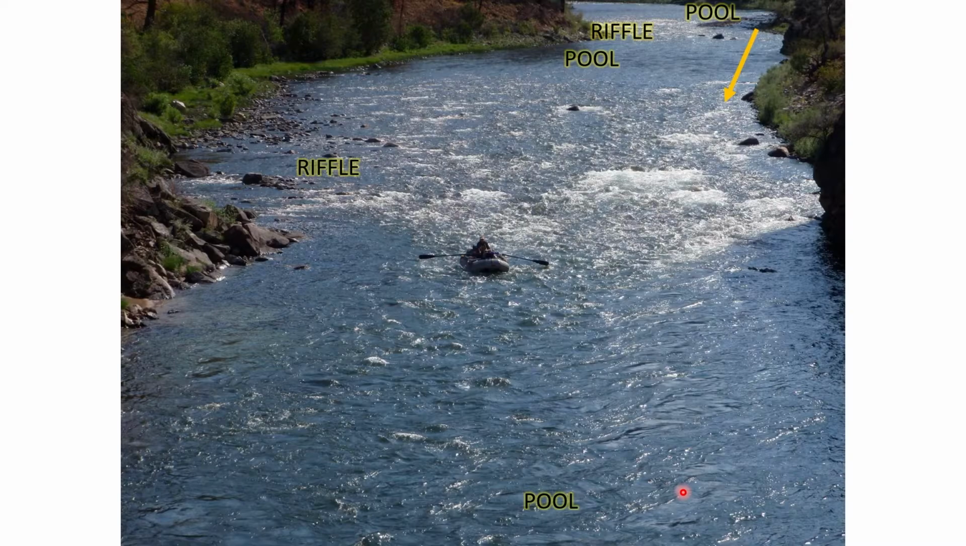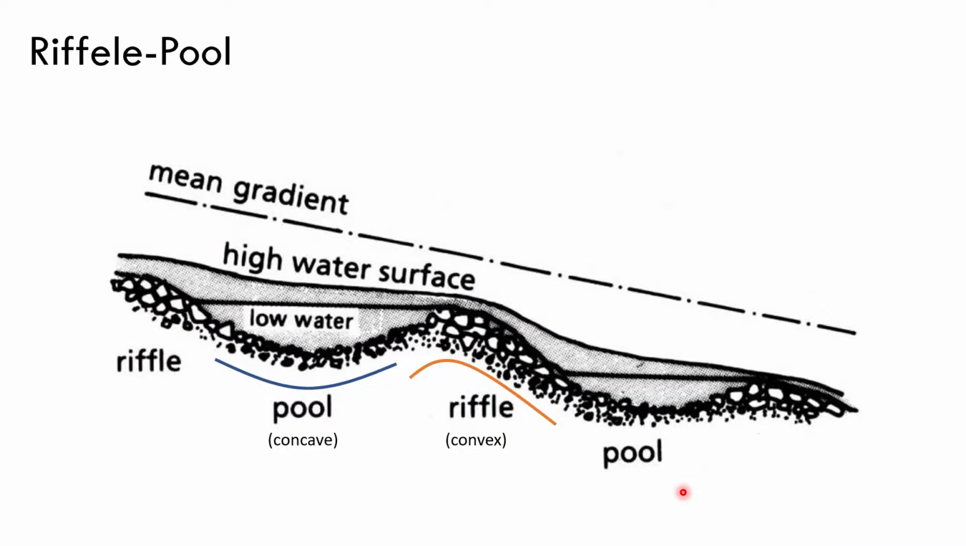So this is fairly common, and if you've done any whitewater rafting or whitewater kayaking, you know, riffles are the rapids generally at higher flows. And so this is generally the type of morphology that we like to do recreation in as well.